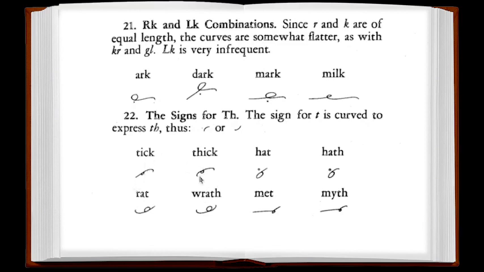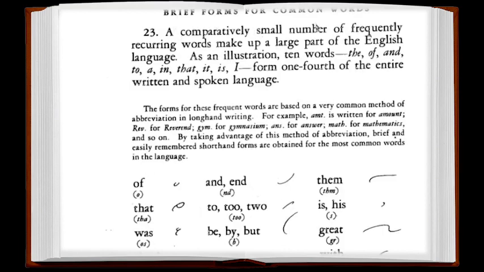Tick, thick, hat, hath, rat, wrath, meat, myth. Brief forms for common words. A comparatively small number of frequently recurring words make up a large part of the English language.